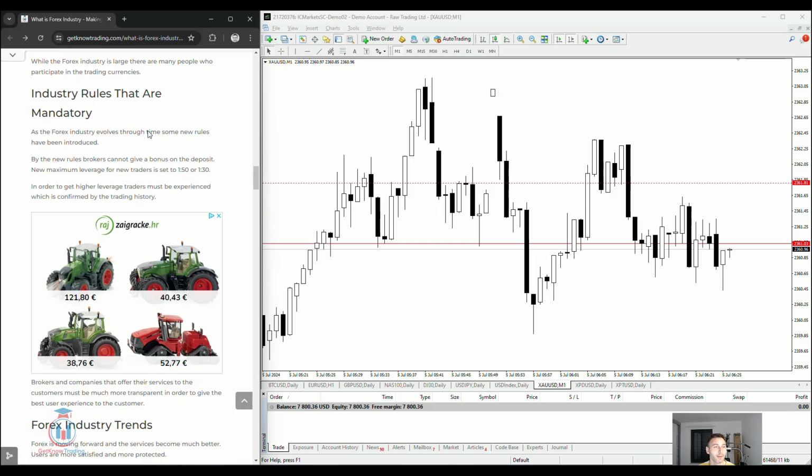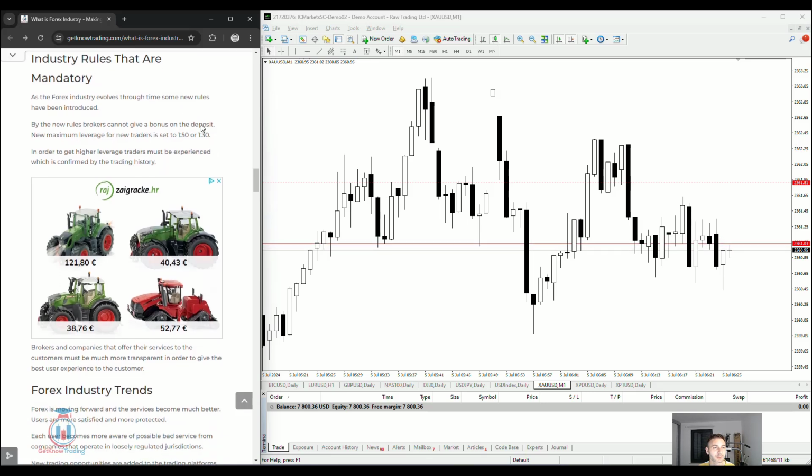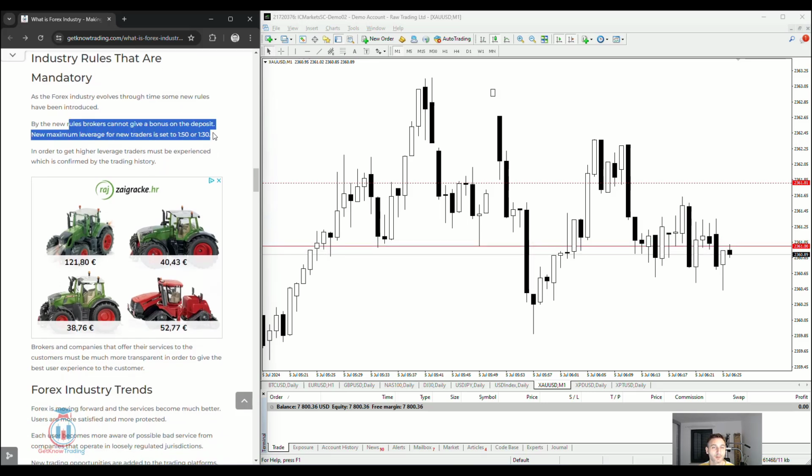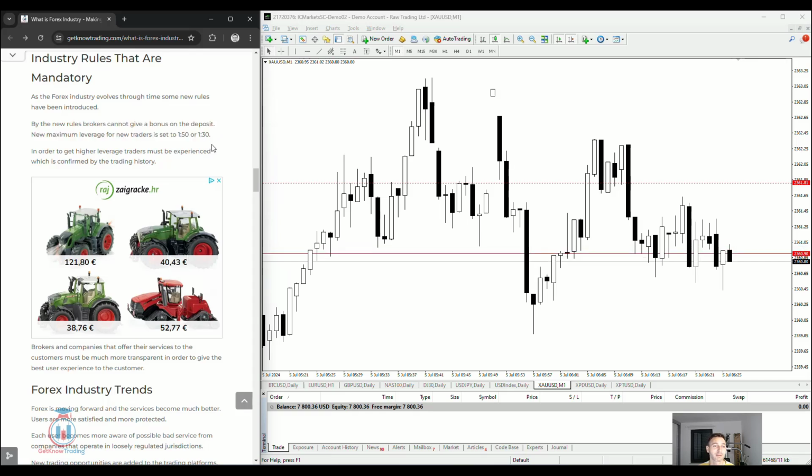Then there are industry rules that are mandatory. Those are, for example, the rules I have explained, defined by the regulatory body, and one of them is the leverage. They cannot give you leverage as a new trader larger than 1:30 or 1:50. What is the leverage and how does it impact you? You should watch another video, but just to give you a rough overview, what is the leverage?